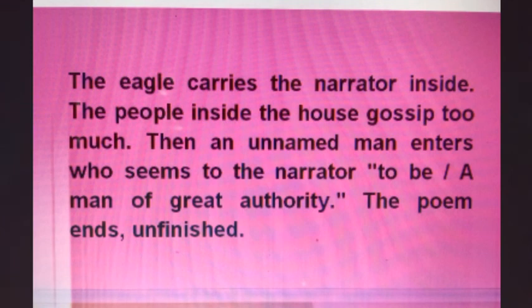So when he was listening to the gossip of the people inside that hut, an unnamed man enters who seems to the narrator to be a man of great authority. So these are the last lines of the poem. So when he stands there, he could see the entry of an unnamed man. But he doesn't know who is that man, because the poem ends there. So we suppose his dream has come to an end. So the poem ends unfinished.